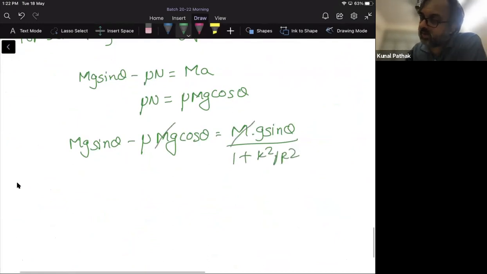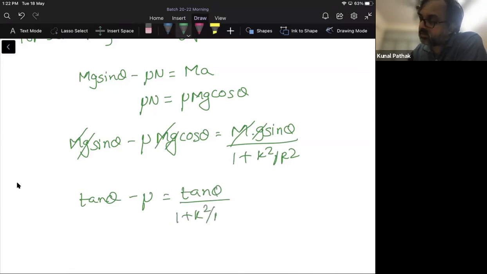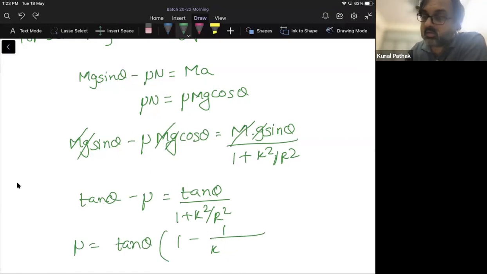So m cancels, g cancels. I only need the value of mu, so I divided by cos theta. So I get tan theta minus mu is equal to tan theta upon 1 plus k square by r square. So mu is equal to tan theta into 1 minus 1 upon 1 plus k square by r square.